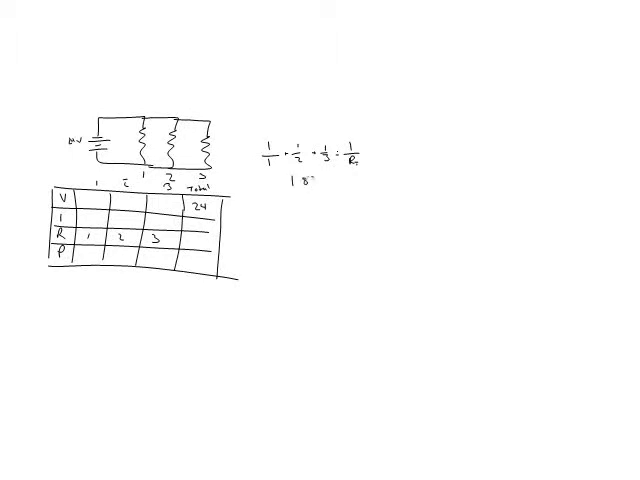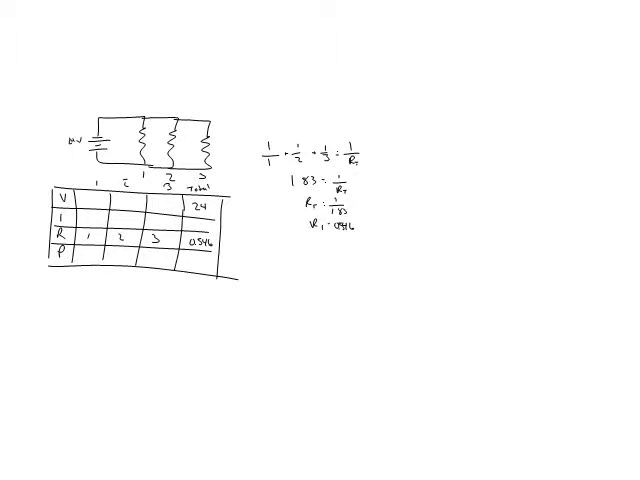0.83. So the total resistance is going to be 1 over 1.83. And that gives us a total resistance of 0.546. Is that what you got? Yeah. Well, roughly. Roughly, yeah.